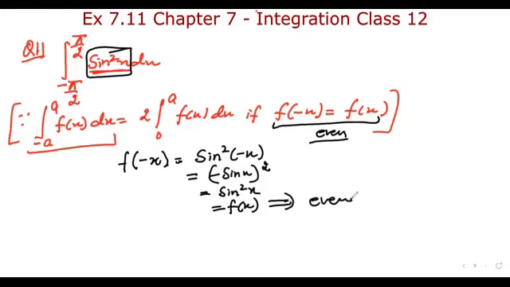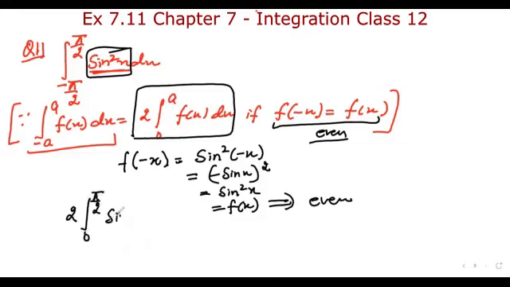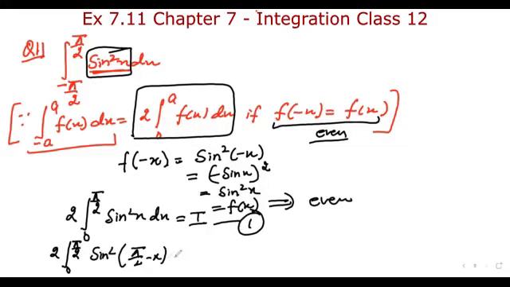And if the function is even, I can use this. So my question will immediately become twice the integral from 0 to pi by 2 of sin square x dx. I'm assuming this at this stage as I and marking it as number 1. And we know the property. We can replace x with pi by 2 minus x, and this is again I, second. Here we can change sin square (pi by 2 minus x) to cos square x dx in the next step.